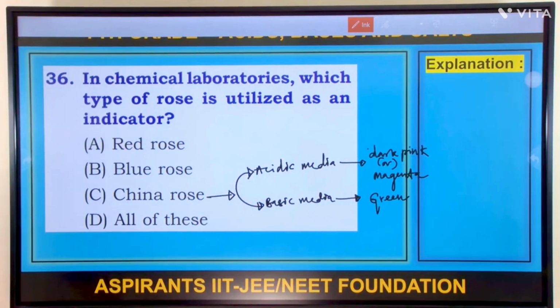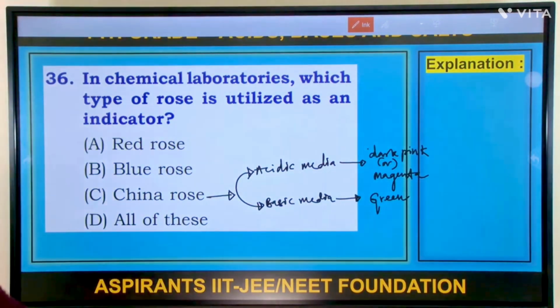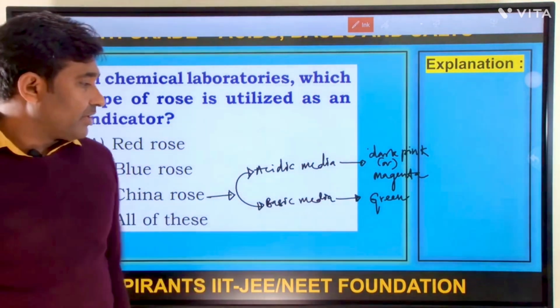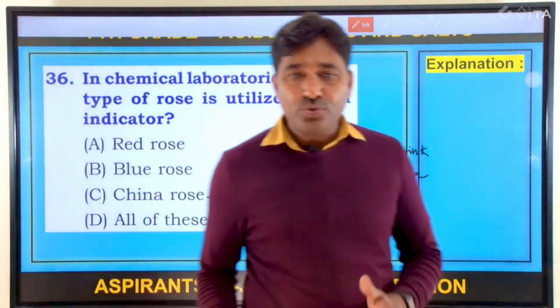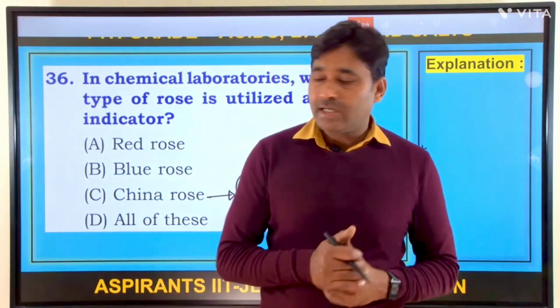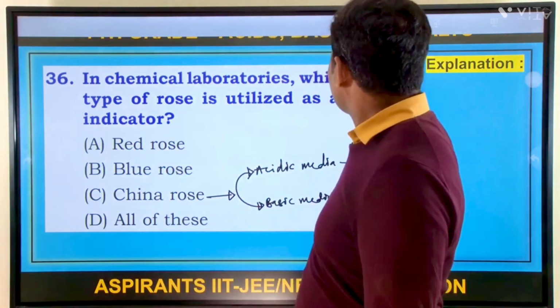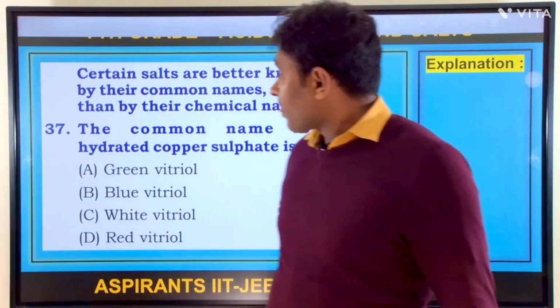Okay, acidic media, dark pink or magenta color. In basic media, it gives rise to green color. So in that way, China rose is used to identify whether the media is acidic or basic. Okay. Next, we are going to give the answer for the 37th question.